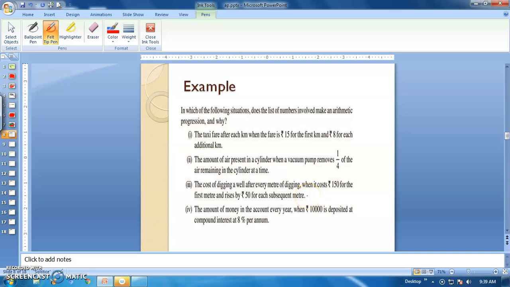So look at the applications now. We are going to use those formulas to solve so many problems here. So look at the example. In which of the following situations does the list of numbers involved make an arithmetic progression, and why? Here 4 subdivisions are given. Now we are going to check which situation forms an AP. Look at the first question. We are going to see one by one now.